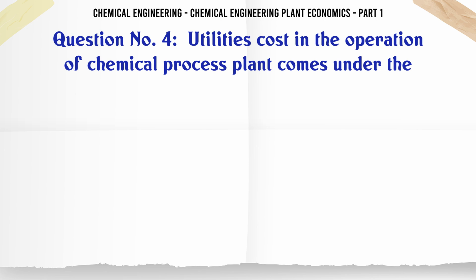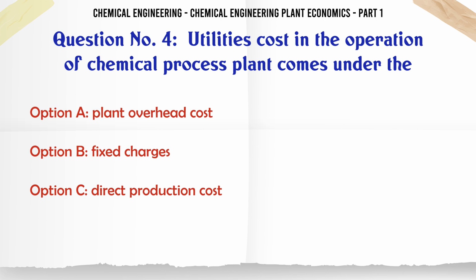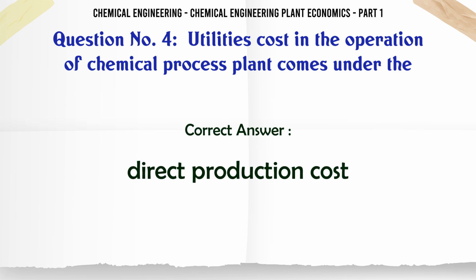Utilities cost in the operation of chemical process plant comes under the A. Plant overhead cost, B. Fixed charges, C. Direct production cost, D. General expenses. The correct answer is direct production cost.